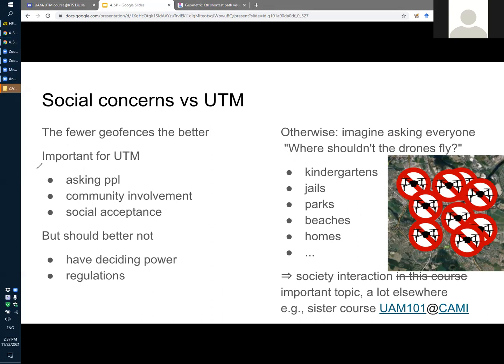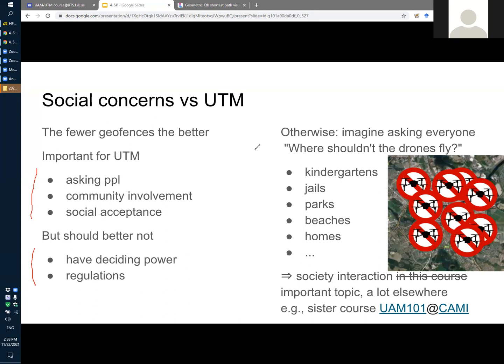So it is really important to do all these surveys, go around and ask people, and have community involvement. In fact, I'm pointing at the course webpage, the sister course from CAMI, the Community Air Mobility Initiative. We don't go into details, but you may see how they interact with the communities. But it should really be more of an interaction rather than giving the communities the possibility or the power to decide.